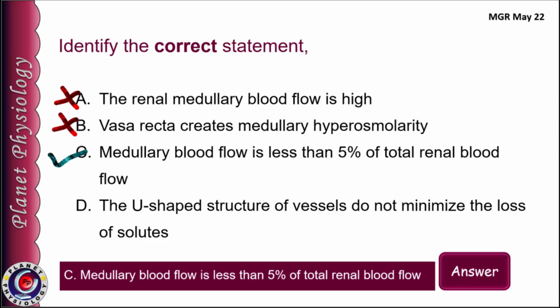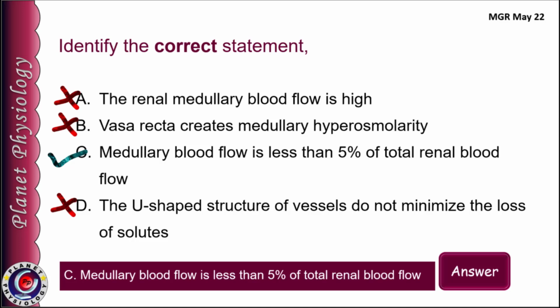The last option is that the U-shaped structure of vessels does not minimize loss of solutes. Actually, due to the U-shaped structure of vasa recta, solute loss is minimized, and hence this also is the wrong statement. So the correct statement is option C.